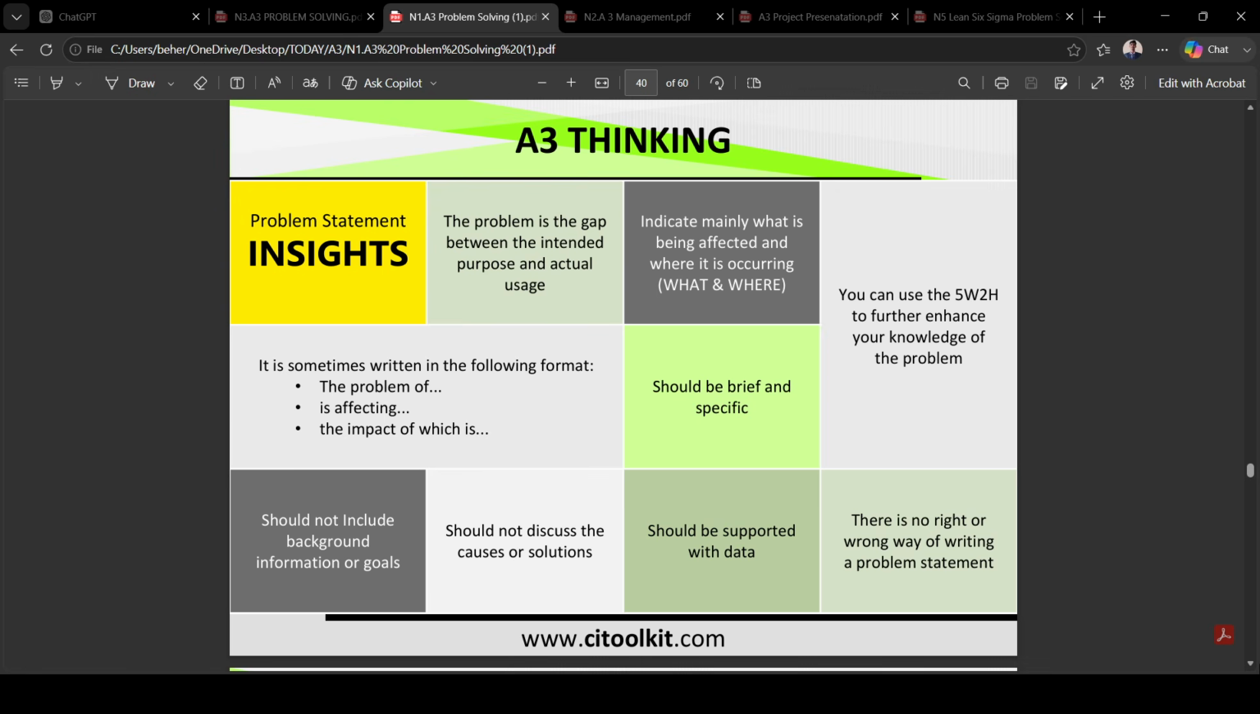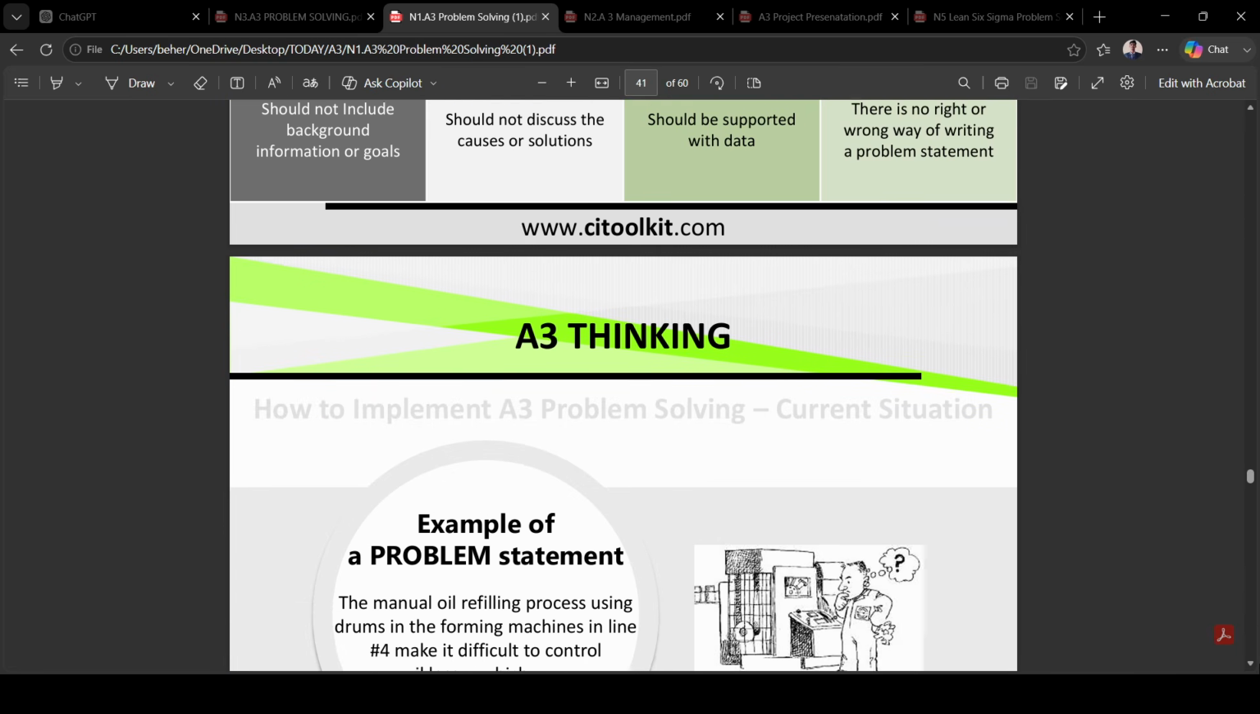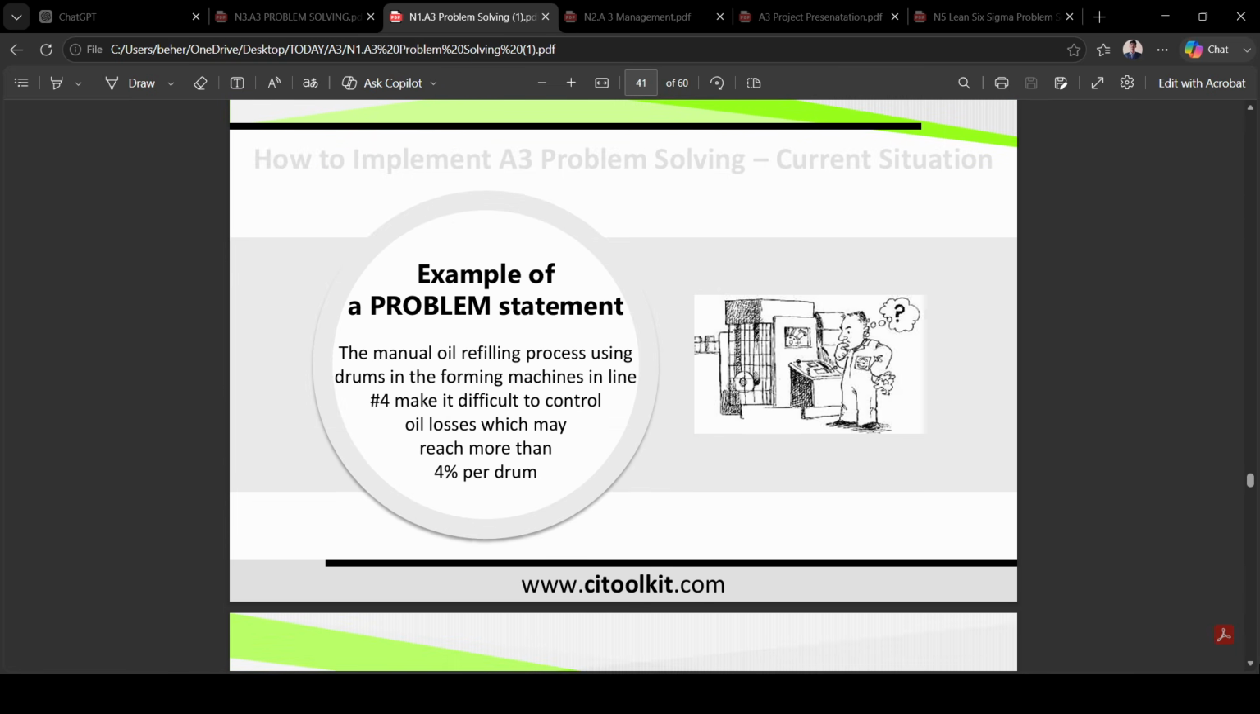Should include background information or goal. Should not discuss the cause or solution. Should be supported with data. There is no right or wrong way of writing a problem statement. So, example of a problem statement: the manual oil refilling process using drums in farming machines in line 4 makes it difficult to control oil losses, which may reach more than 4% per drum.